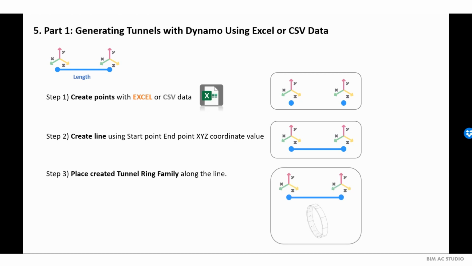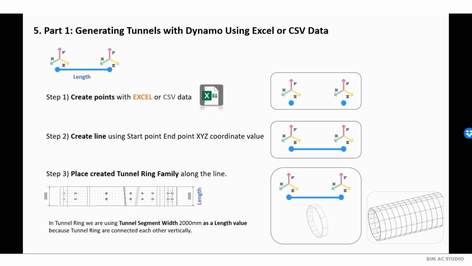And step number 3, we will place the created tenor ring family along the line. So in the tenor ring, we are using tenor segment with 2000 millimeter as our length value, because tenor rings are connected to each other vertically, as has been shown in this print screen.